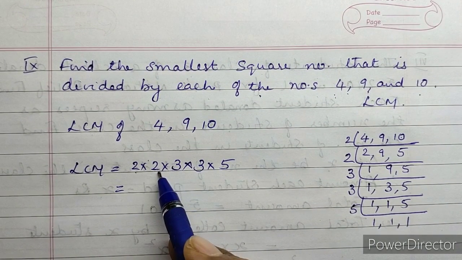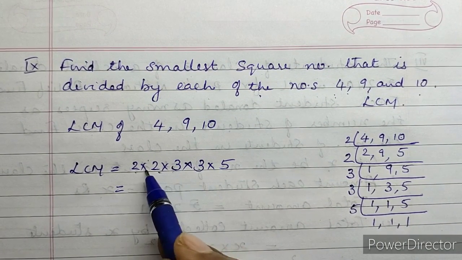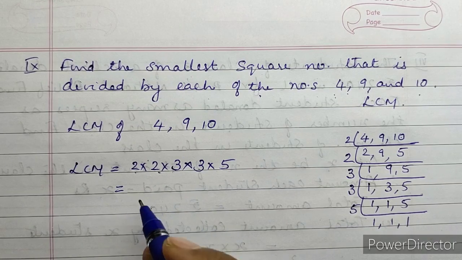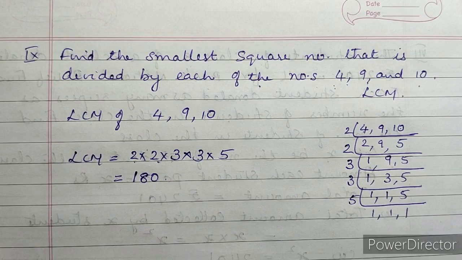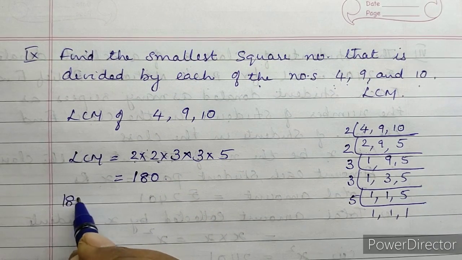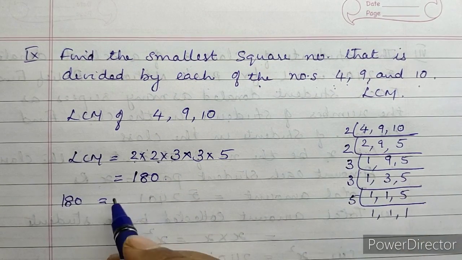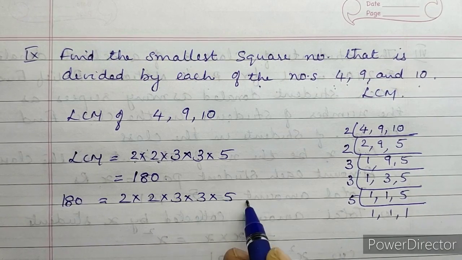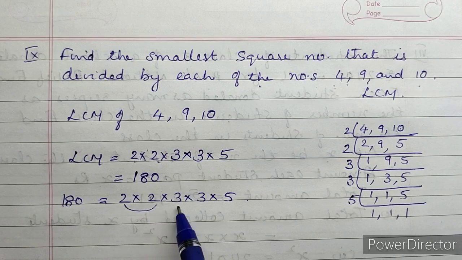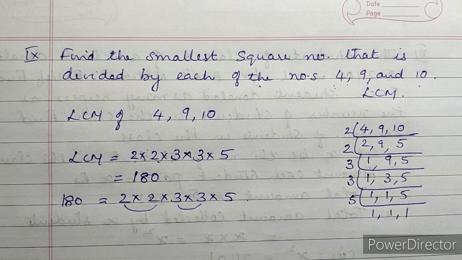So 2 into 2, 4. 3 into 3, 9. 9 4s are 36, into 5, that is 180. So 180, you can write its factors as 2 into 2 into 3 into 3 into 5. So just pair it.